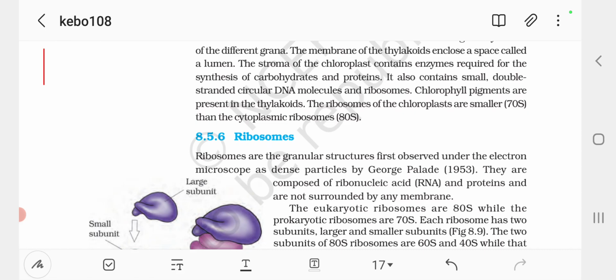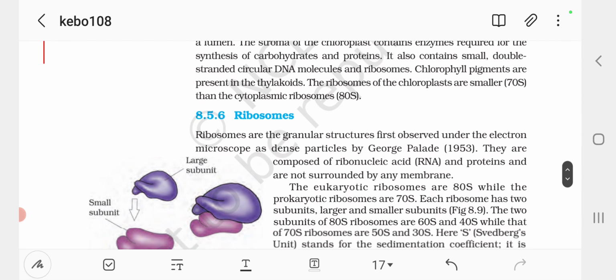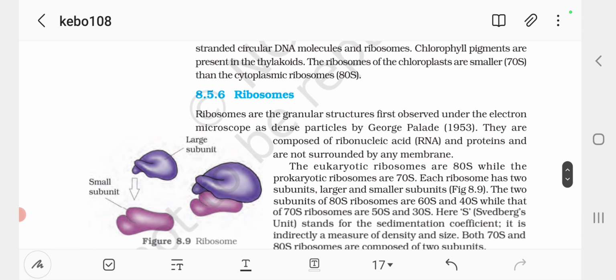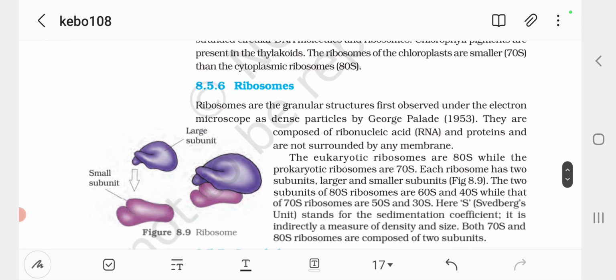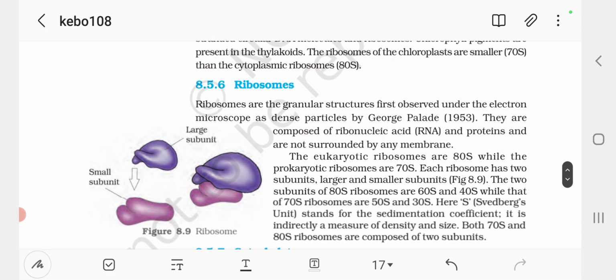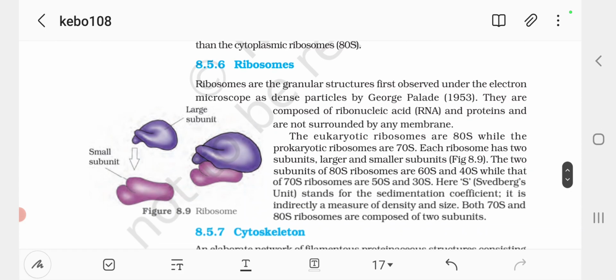The stroma of the chloroplast contains enzymes required for the synthesis of carbohydrates and proteins. It also contains small double-stranded circular DNA molecules and ribosomes. Chlorophyll pigments are present in the thylakoids. The ribosomes of the chloroplast are small, 70S, unlike the cytoplasmic ribosomes, which are 80S.